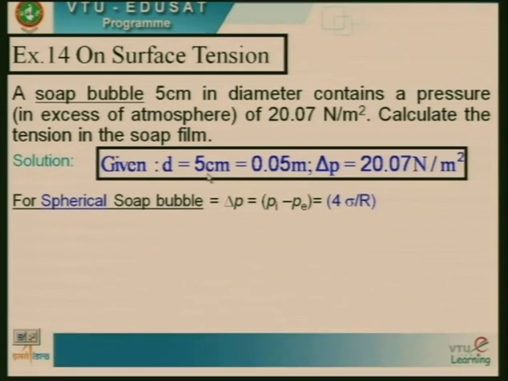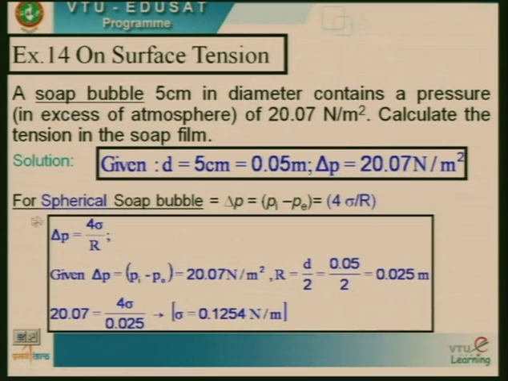So, what we will do, my dear friends, the 5 centimeter needs to be divided by 100. Why? To convert to the SI system. So, we get 5 divided by 100, which is 0.05 meter. The change in pressure, or the excess pressure, is given as 20.07. Now, we will see the formula. Delta P is equal to 4 sigma by R. Now, we need to calculate the surface tension of the film.